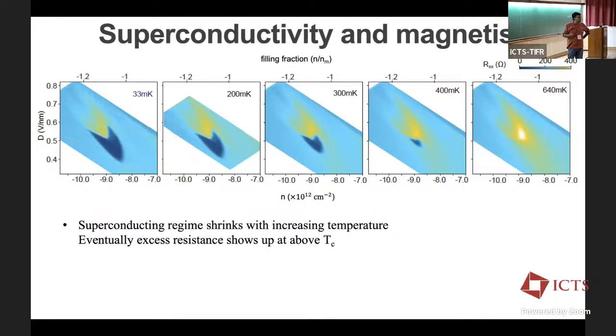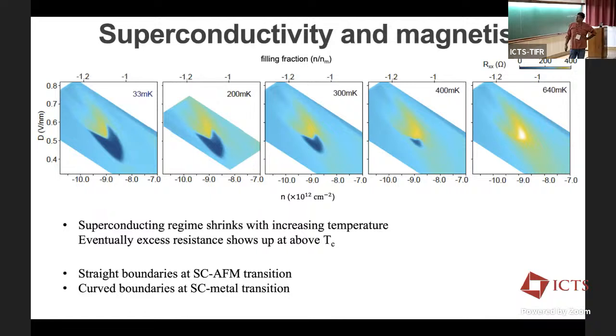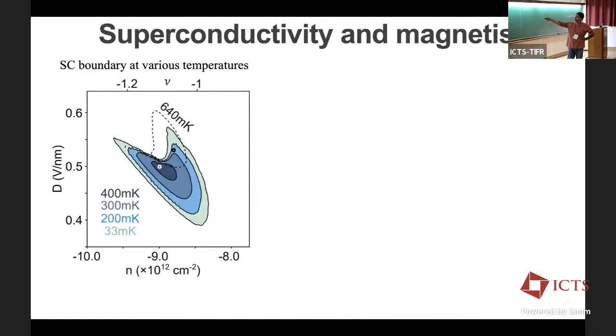And so if you ask me what's going on with superconductivity, if I was to measure TC at different points, I would tell you that TC continuously drops to 0 as I go down this particular way. But there's some sharp jump of TC as I go from here to the other side. Yeah, so straight boundaries of the antiferromagnet and curved boundaries of the metal.